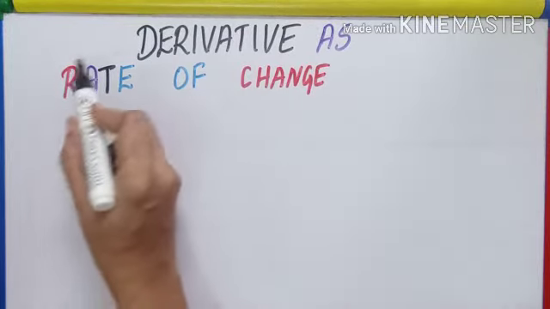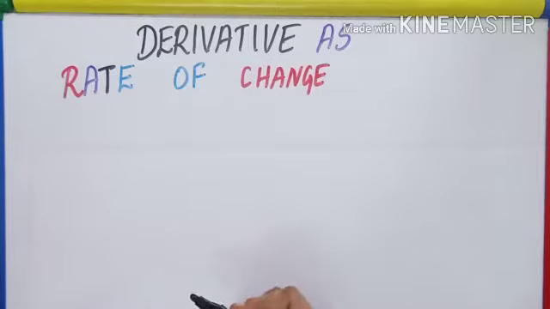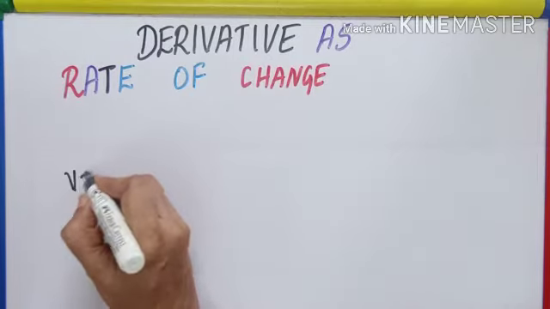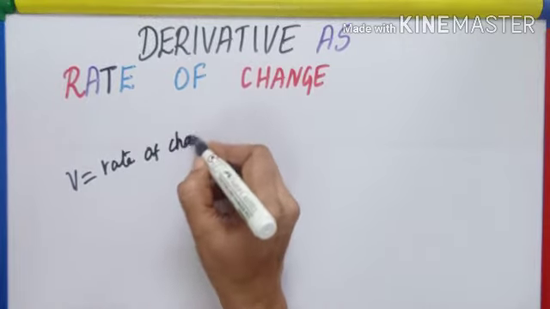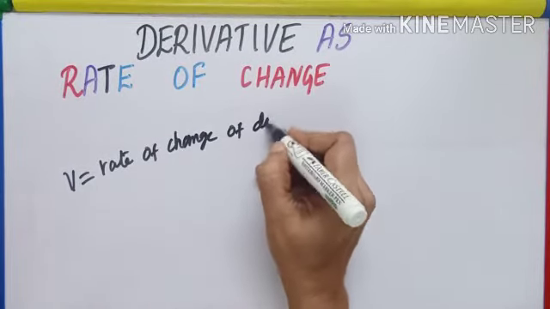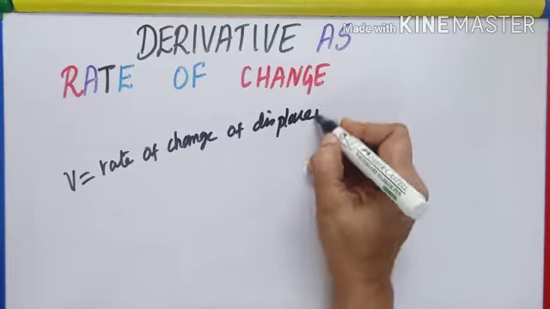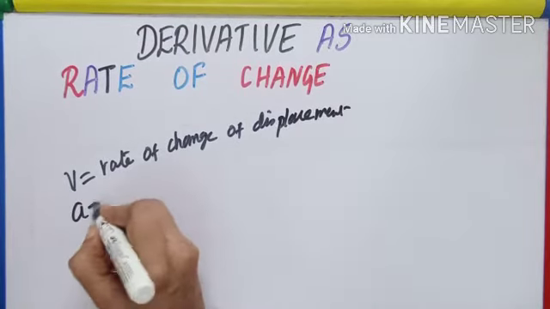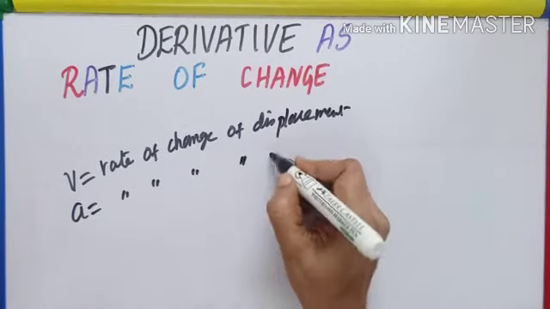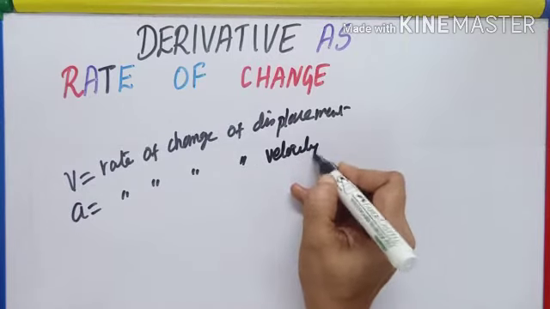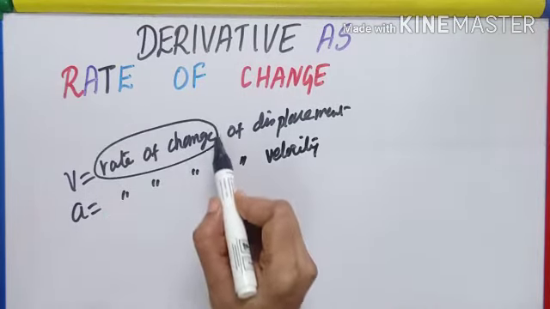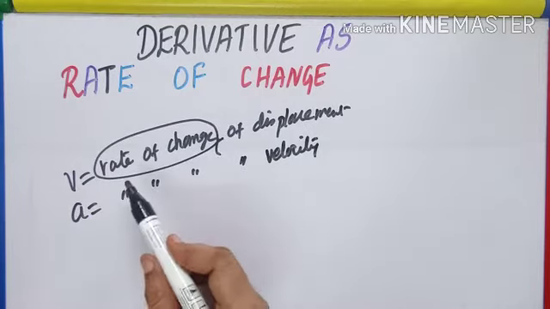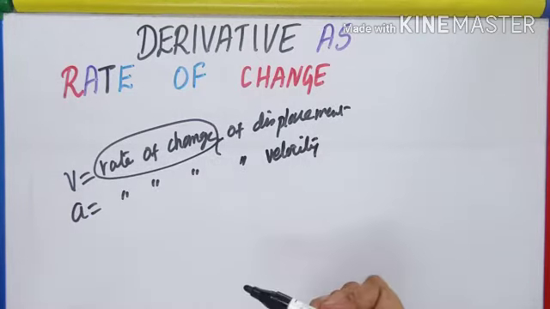Where all have you come across this word rate? See, in physics, what is velocity? It is rate of change of displacement. And what is acceleration? It is rate of change of velocity. So like this, in very many problems, as we want to define, we use this word rate of change.